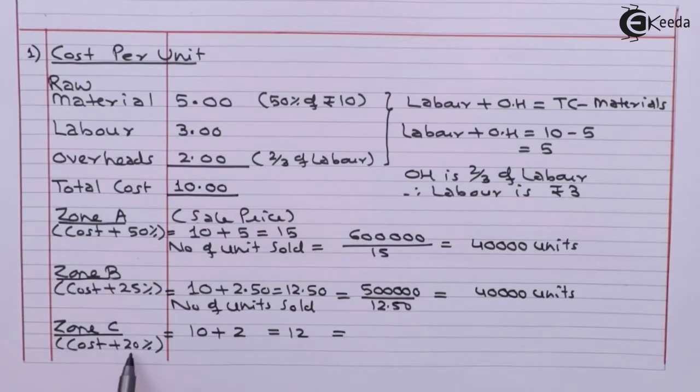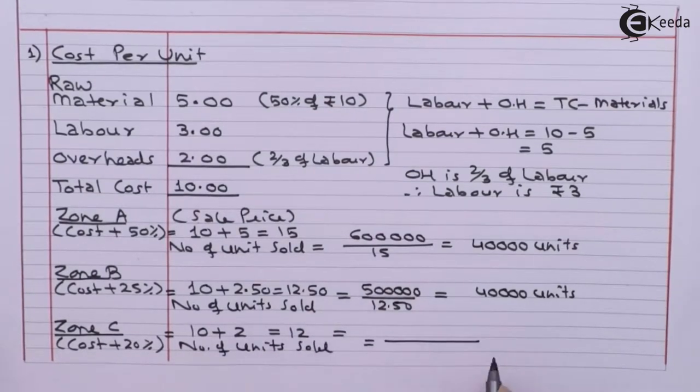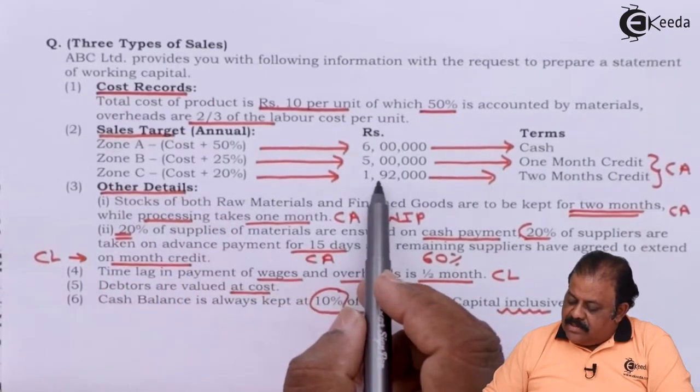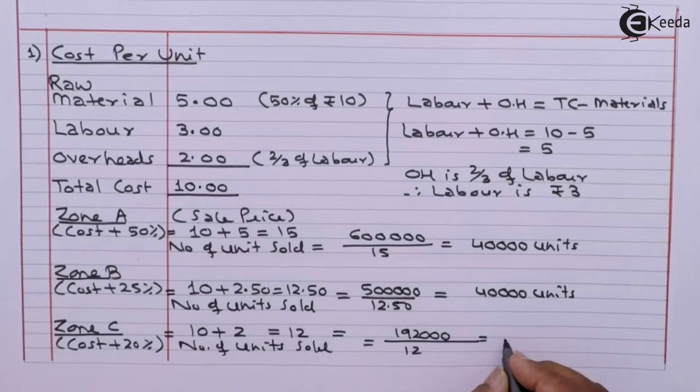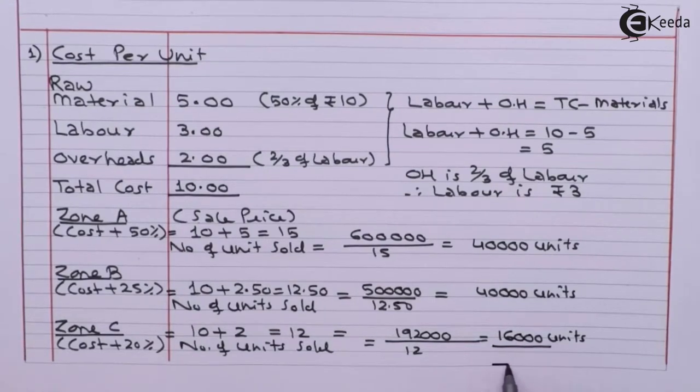Zone C, selling price is cost plus 20%. Cost is 10 rupees, 20% will be 2 rupees, 10 plus 2, it will be 12 rupees. Zone C, cost plus 20%, total sales is 1,92,000. So it will be 16,000 units. Now we can calculate total units. We can calculate total units, that is 96,000 units.